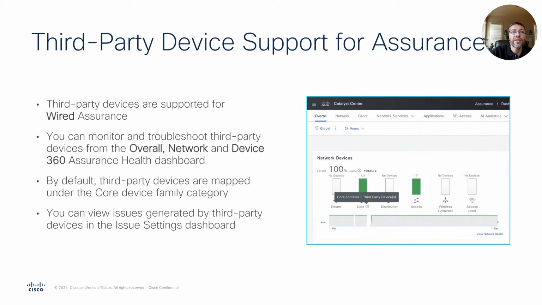We've also got third-party device support for assurance. Looking at the Catalyst Center wired assurance, now we support third-party devices, so you can monitor and troubleshoot them directly from the overall network and device 360 assurance health dashboards. By default, they are categorized into the core device family. Any issues related to these devices can be viewed in the settings dashboard. So you can at least see from an overall perspective what type of syslog messages and things you've got happening in those devices from the 360 dashboard.